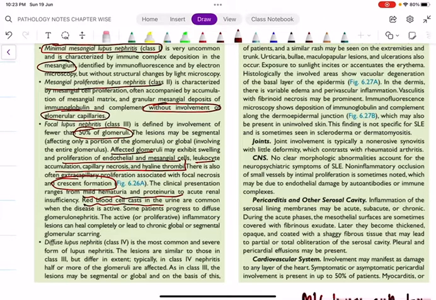And finally, this will lead to what? Glomerular scarring. How? Because this is tissue injury, so it should heal. How is it going to heal? It is going to heal by scarring. The glomerulus will undergo scarring. So this is called focal lupus nephritis.